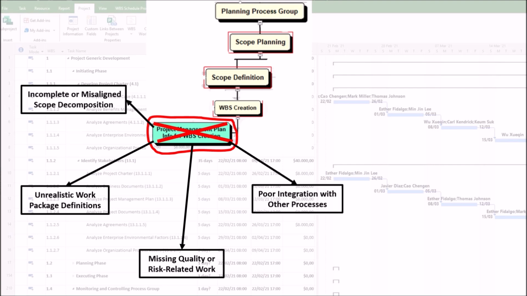4. Poor integration with other processes. If the resource and stakeholder management plans are overlooked, first, work packages may lack clear ownership, such as no assigned roles. Second, stakeholder-specific deliverables, such as training and reports, may be missing. As impact, we may have confusion in execution, delays, and stakeholder dissatisfaction. 5. Inconsistent WBS structure. Without adhering to the project management plan guidelines, such as WBS templates or standards, the structure may, first, vary arbitrarily across teams, such as mixing phases and deliverables. Second, fail to align with organizational practices, complicating governance. As impact, we may have difficulty in reporting, benchmarking, or reusing the WBS for future projects.